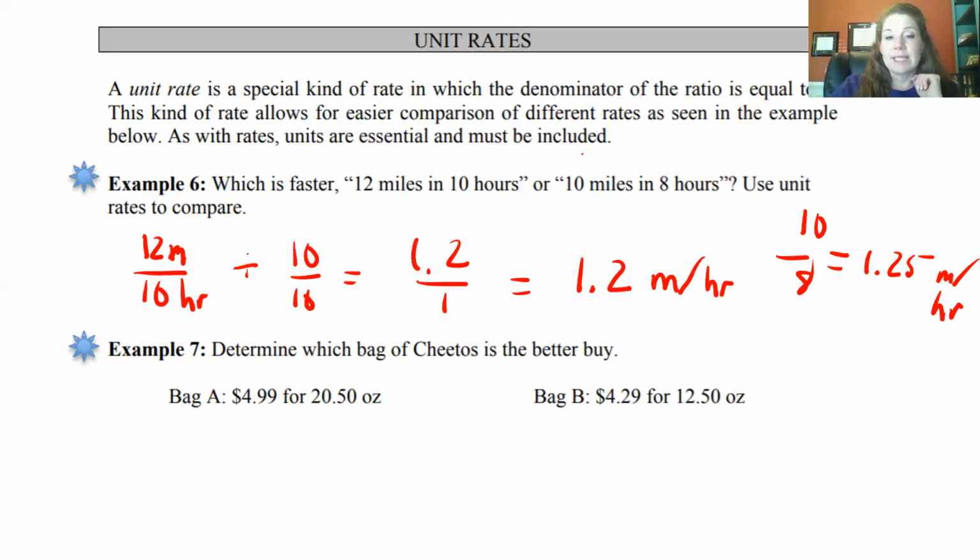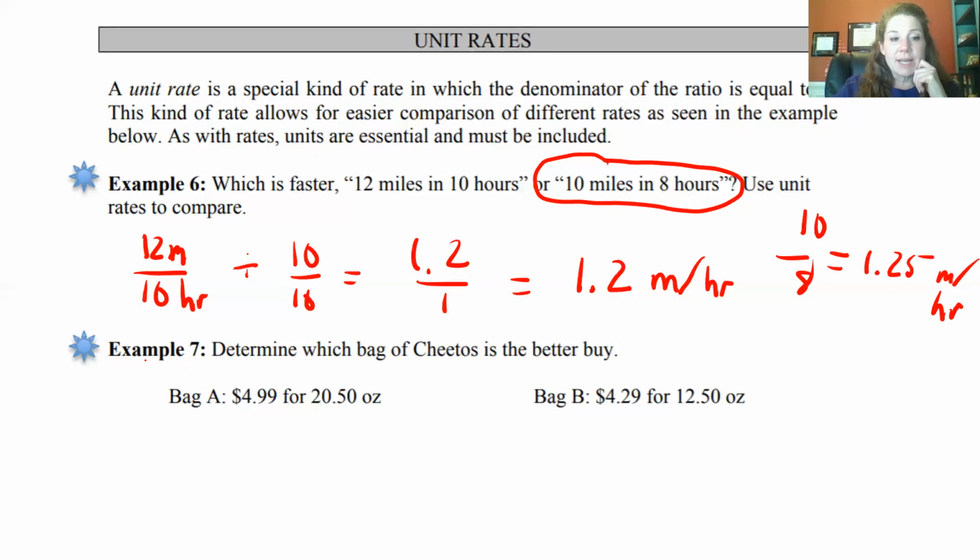So the answer is this one. This is the faster rate. And it's hard to tell that unless you find out what the unit rate is. So remember, unit rate is how much for one. How many miles per 1 hour, how many dollars per item, how many, anything per one.